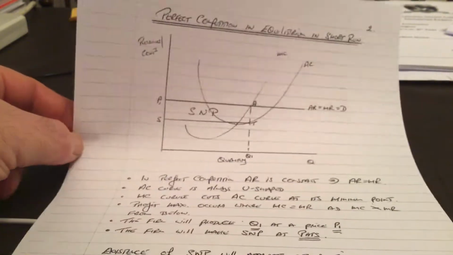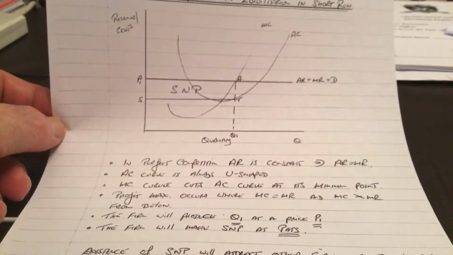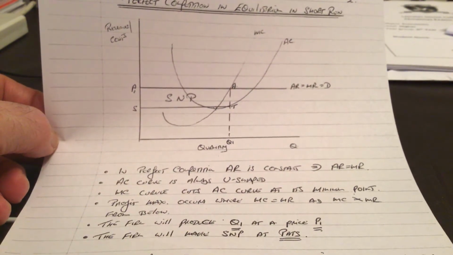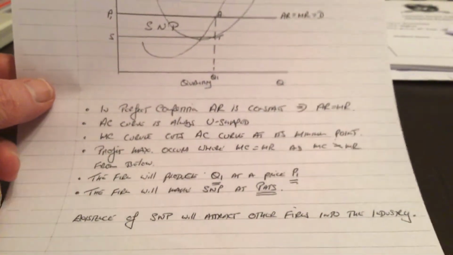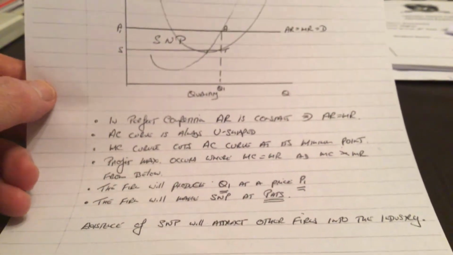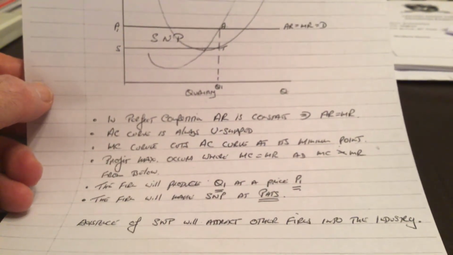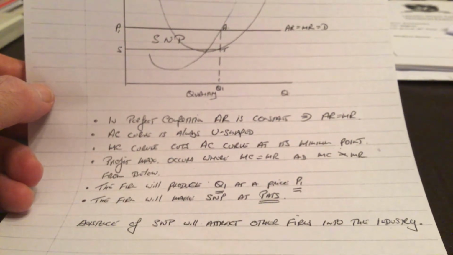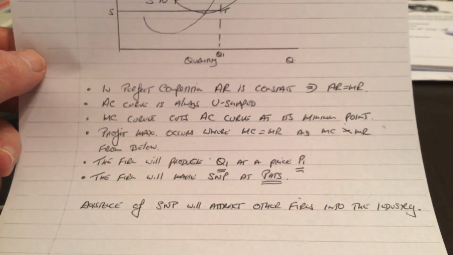Now the first thing we're going to look at, and here's a question: outline the equilibrium position of a firm in perfect competition in the short run. Now, there's the diagram. The y-axis is revenues and costs and the x-axis is quantity. In perfect competition, AR is constant, and because AR is constant, AR is equal to MR. The AC curve is always U-shaped and the MC curve cuts the AC curve at its minimum point. Profit maximization occurs where MC is equal to MR and MC cuts MR from below.